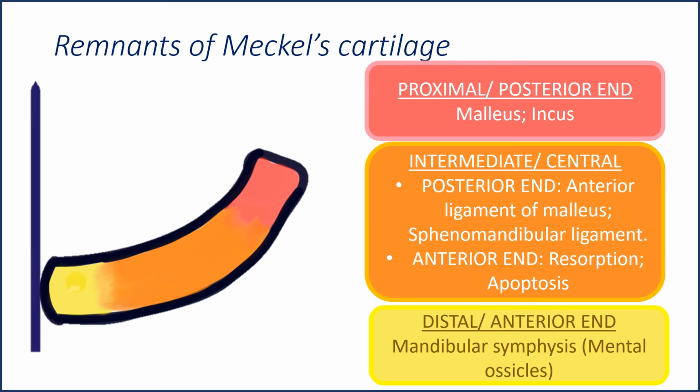According to its fate, this cartilage can be divided into a proximal or posterior end, an intermediate or central portion, and a distal or anterior end. The central part largely degenerates except for the posterior end, which forms the anterior ligament of malleus and the sphenomandibular ligament, while the distal or anterior end forms the mandibular symphysis in the form of mental ossicles, and the proximal or posterior end forms the two ear ossicles, that is malleus and incus.